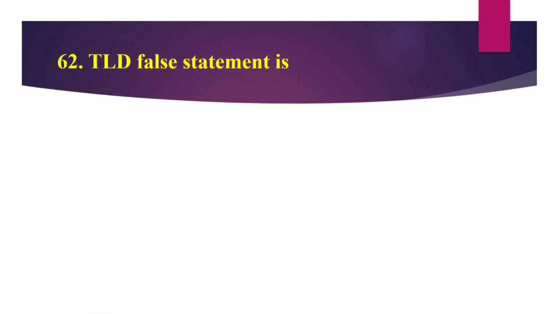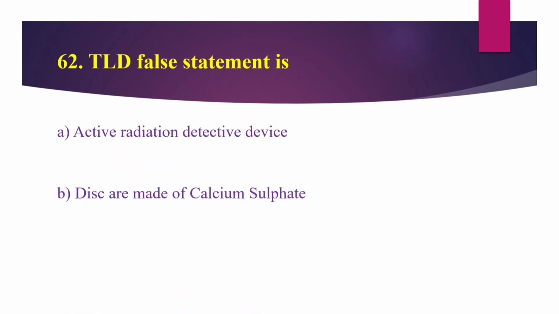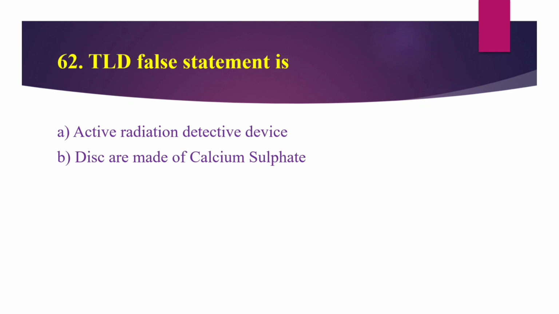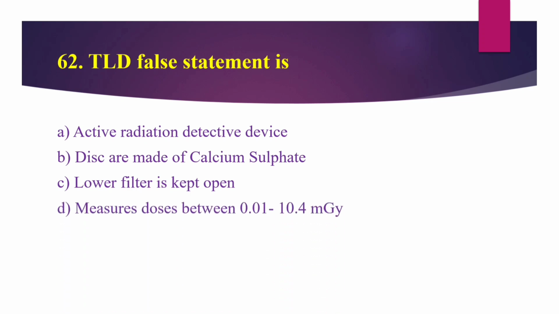Moving on to the next question, number 62. TLD false statement is option A, active radiation detective device. Option B, discs are made up of calcium sulfate. Option C, lower filter is kept open. And option D, measures doses between 0.01 to 10.4 milligray. The answer is option A, active radiation detective device.